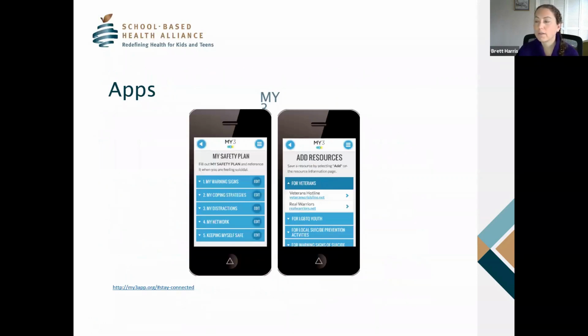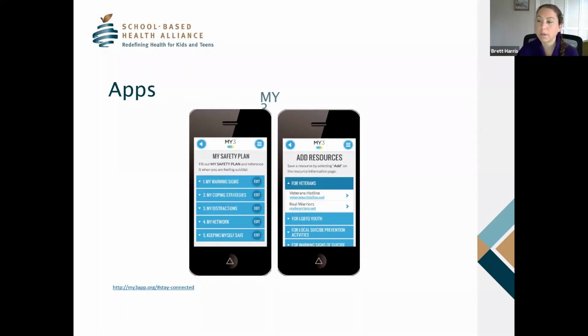So what do you do with this information? Maybe a while ago you gave them a piece of paper to carry with them, but now, of course, we have apps for everything. So this, I know, looks like it got cut off a little bit, but it's the My3 app. You can see it in the picture on the phone. And this is a very well-used app, particularly among adolescents, and it has the entire safety plan on there.